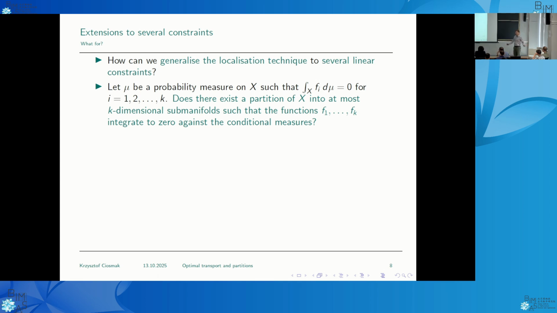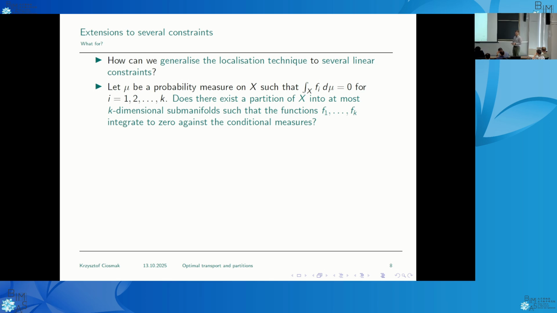X is some space. Well, it could be a manifold, it could be a metric measure space, but we can assume that it's a manifold. Yeah, I've written here submanifolds. If these are submanifolds, then we should ask X to be a manifold. That's correct. So now we are interested in whether we can partition our space X into at most k-dimensional submanifolds, for which the functions will again integrate to 0 against the conditional measures of our original measure.